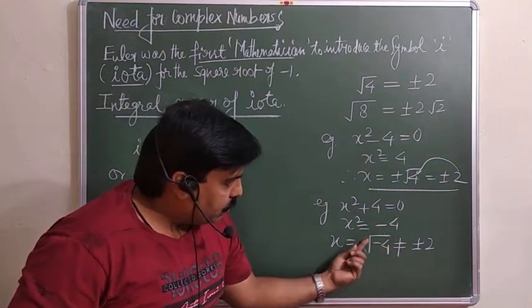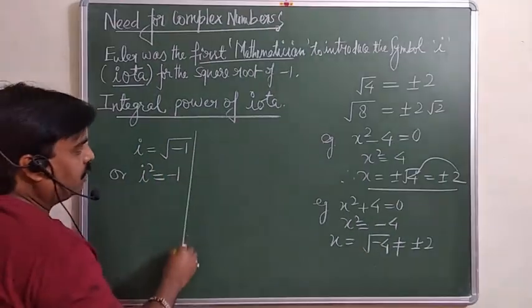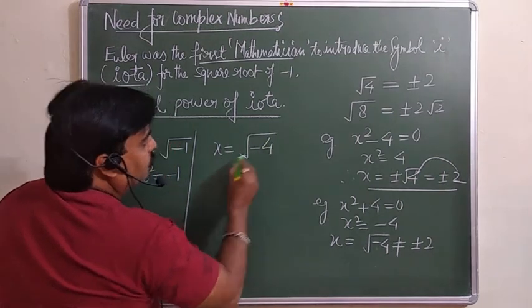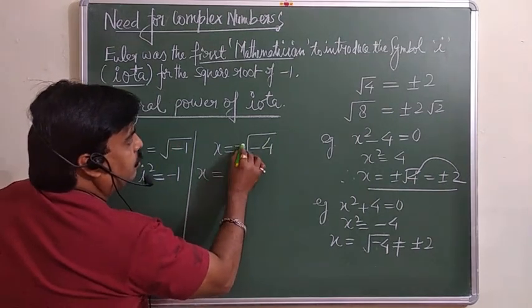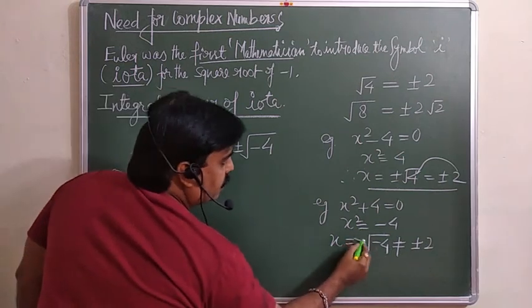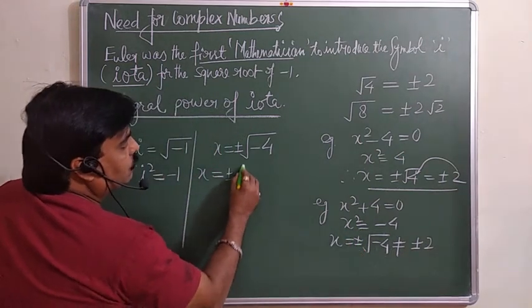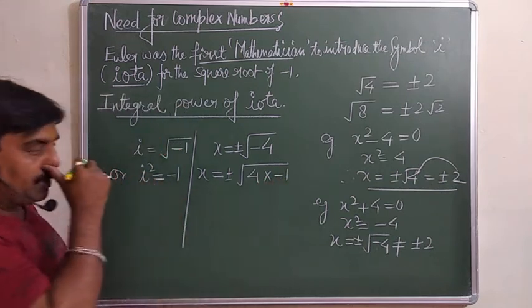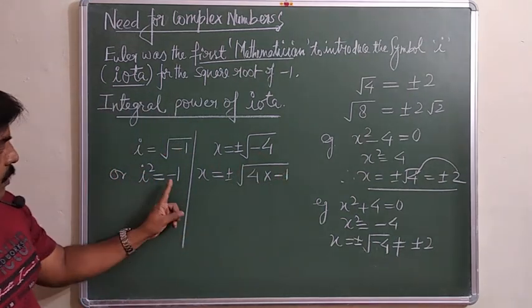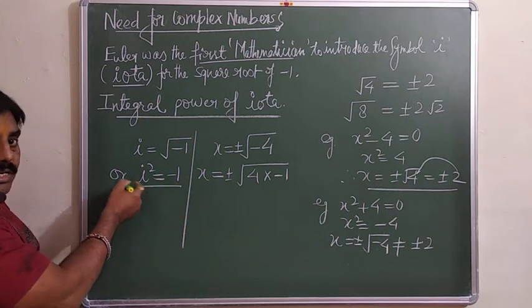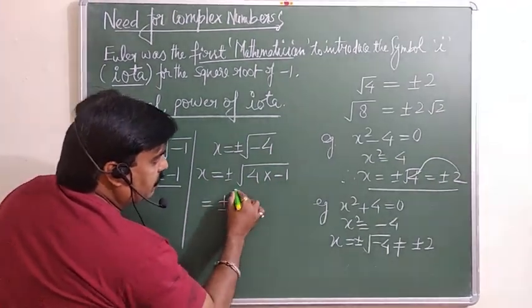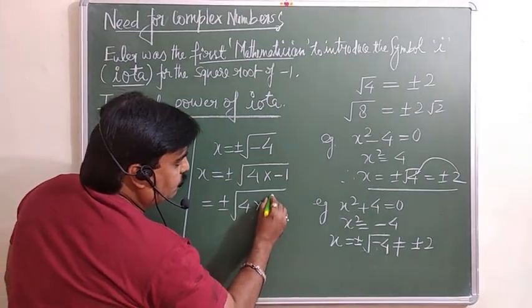Suppose you want to take the square root of this one. So x is equal to plus minus under root minus 4. This can be written as plus minus under root 4 into minus 1. But this minus 1 is equal to i square, so you can put the value of minus 1 here: 4 into i square.